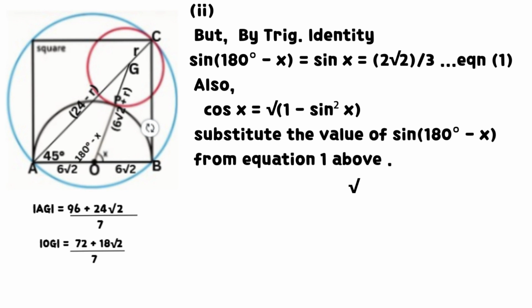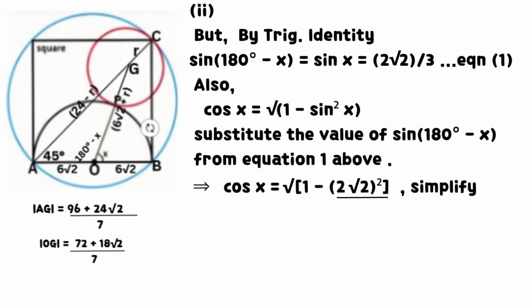We call it equation 1 above. Also, by trigonometric identity, cosine x equals the square root of 1 minus the square of sine x. Substitute the value of sine x from equation 1. This implies that cosine x equals the square root of 1 minus the square of 2 times the square root of 2 divided by the square of 3. Simplify this result. Therefore, cosine x equals 1 divided by 3.